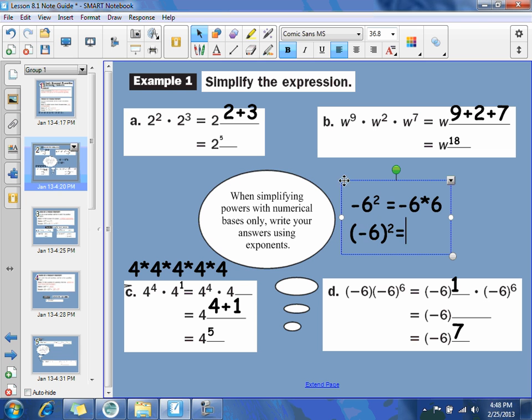But the exponent in this problem has negative 6 to the 2nd power. That is literally negative 6 times negative 6. This one is only squaring the 6 and has nothing to do with the negative. It's basically like negative 1 times all of this. If the negative isn't in the parentheses, it's not included. So this answer would be negative 36, where this answer would be positive 36. Be very careful. Exponents do not like to share.